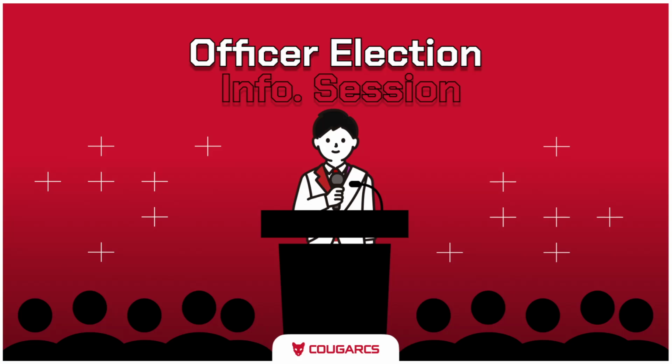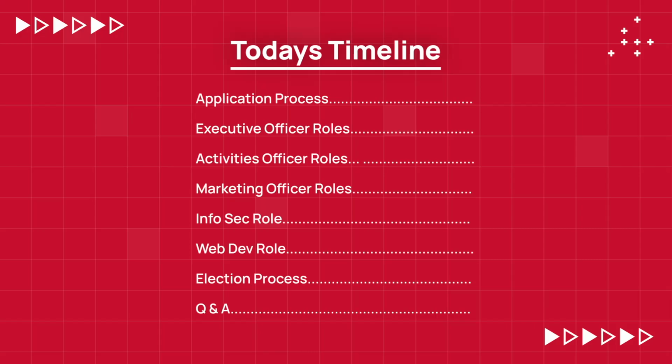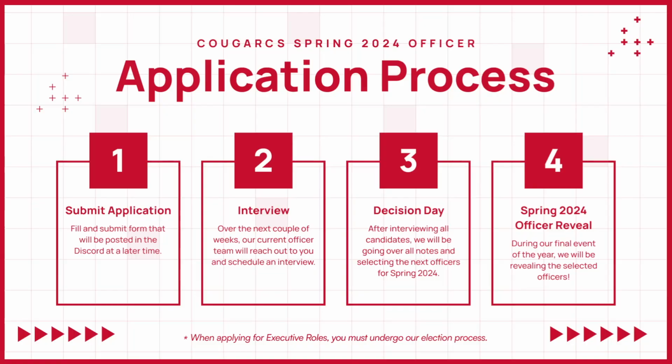So we're going to begin with our timeline. We're going to talk about the application process of becoming a CougarCS officer, the executive roles that are open, the activities roles that are open, marketing roles, our infosec role, our web dev role, and the election process. So this is after you've sent the application in, after you've done your interview, and then how that election process goes, and then any questions that you may have after. So let's go over the application process.